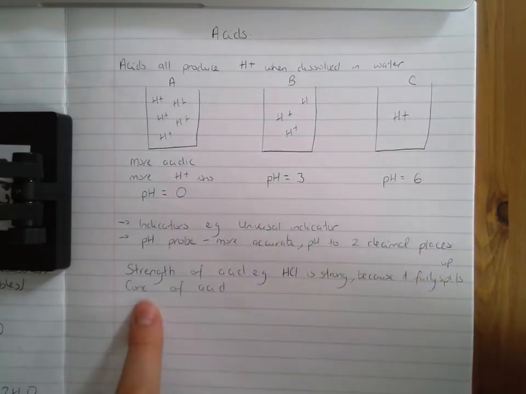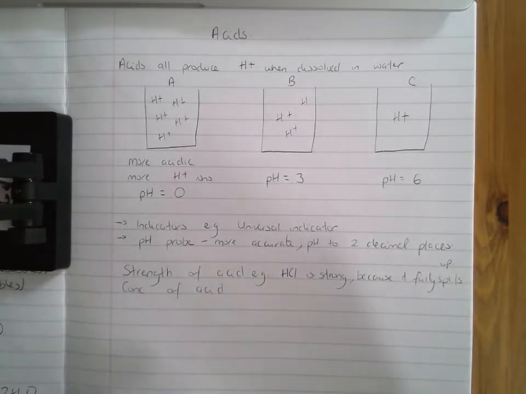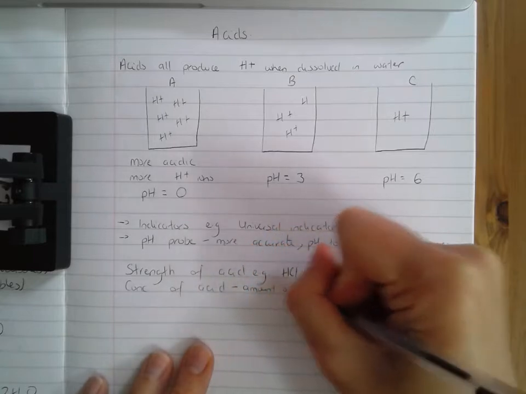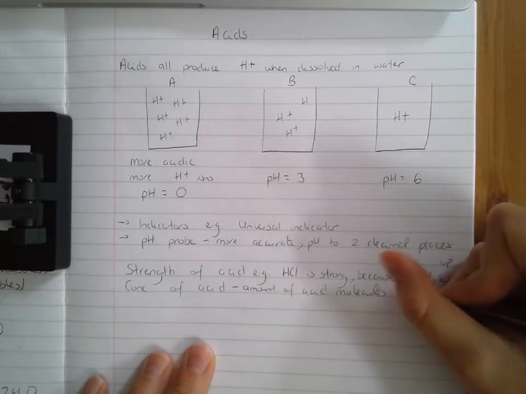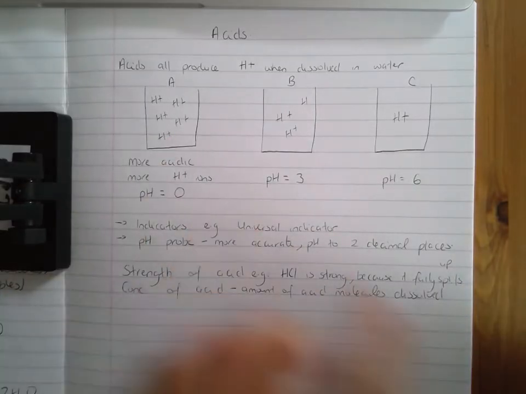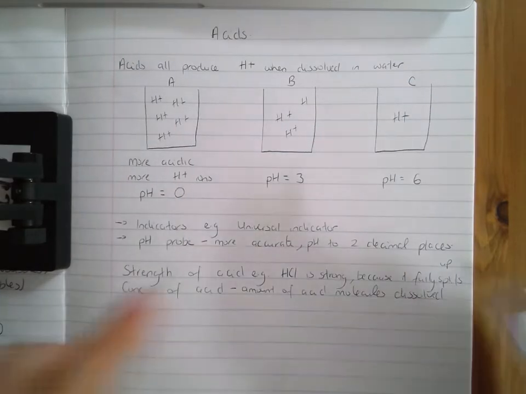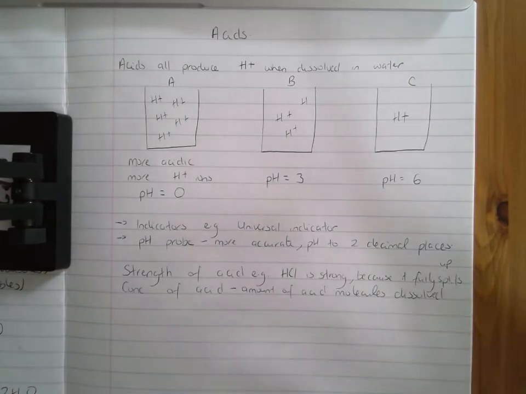So the other thing then is concentration of acid, and by that I just mean the amount of acid molecules that you have dissolved, okay? So remember, you're always dissolving an acid in water. Always, acids are always aqueous. If you dissolve lots of HCl molecules in water, you're going to have a very low pH. If you only dissolve a few HCl molecules in water, then most of your acid will be water and you're going to have a much higher pH, okay?